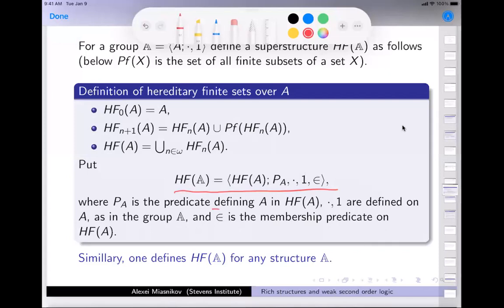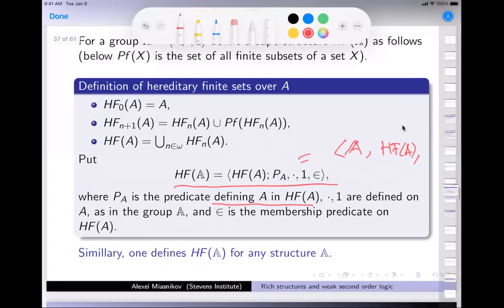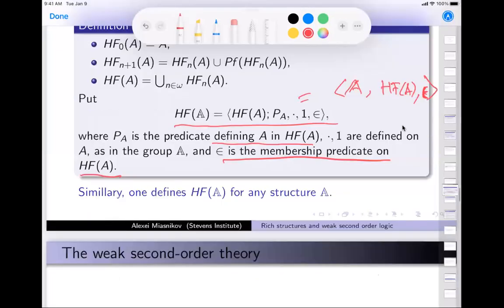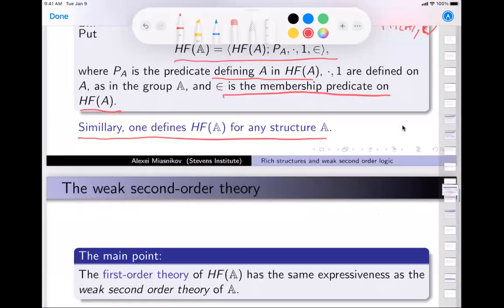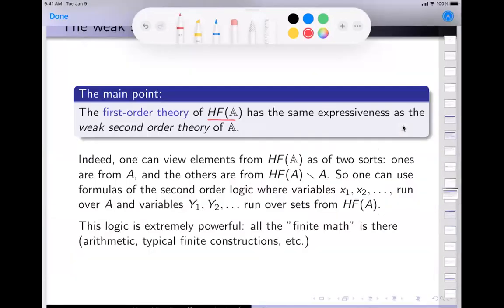You can think of it actually as a two-sorted structure as well. And the only new predicate is the membership predicate on the subsets. So in a sense, you can build all of finitary set theory on a structure A, and you can use the predicates and operations given in the language on A. So the first order theory of this structure is the same as the weak second order theory of A.